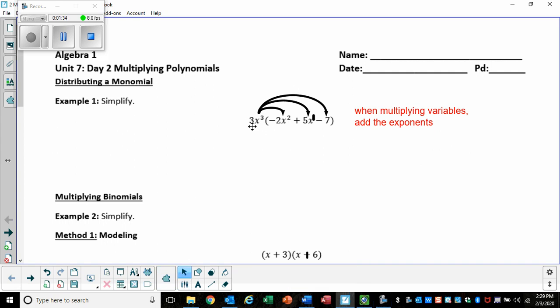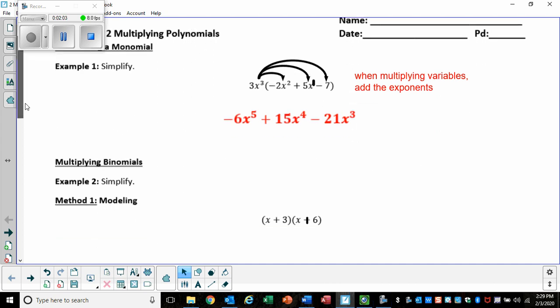And the final one is 3x to the third times negative 7. So I'm just going to do 3 times negative 7 and bring the x to the third down. There we go. Okay. So the 5 is from the 3 plus 2. The 4 is from the 3 plus 1. And the 3 is just brought down because I didn't have an exponent to add with it. Okay. And that's just distributing a monomial.